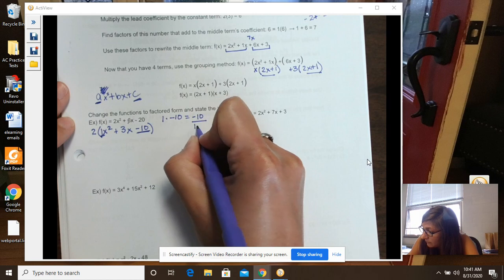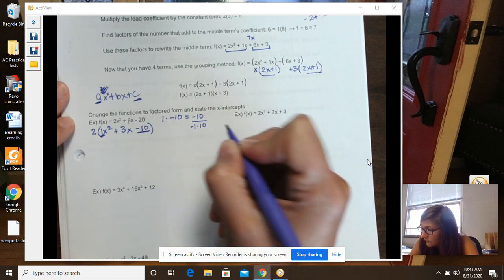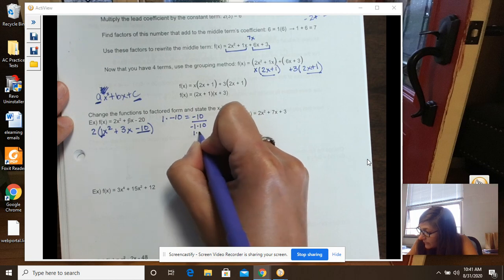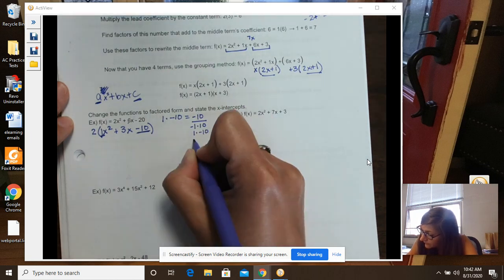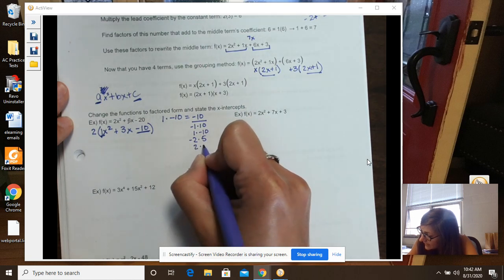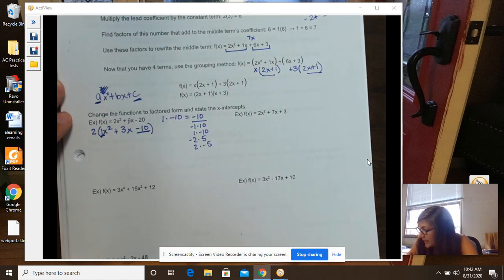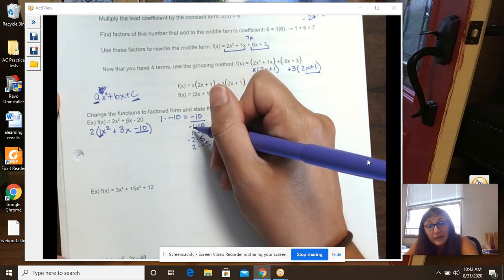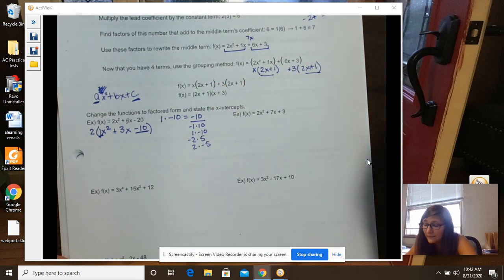So that would be 1 times 10. One of those needs to be negative to get me -10, or 1 times -10, or we could have -2 times 5, or 2 times -5. And then I'm out of factors, right? I like to make my list starting with 1 and going in order. That way I don't miss anything.